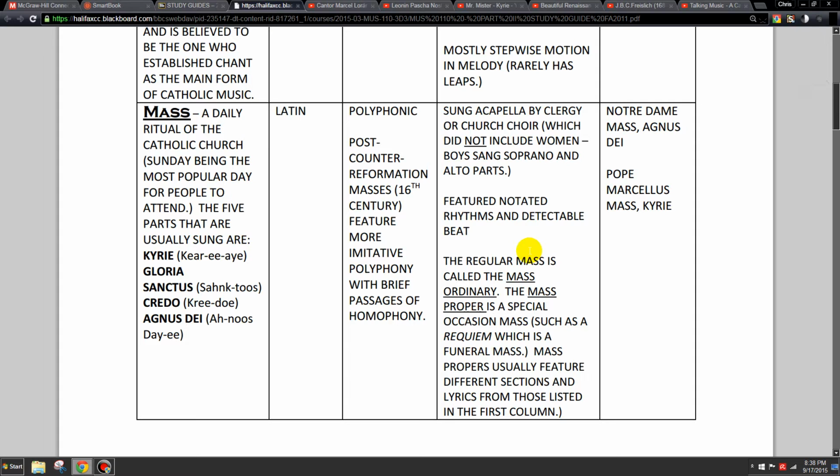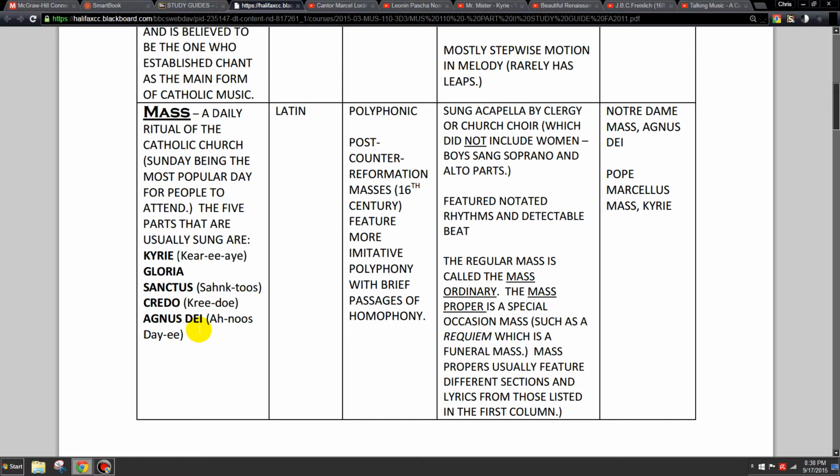And Mass is a daily ritual. Notice it is a daily thing that the Catholic Church does. Now, the most popular Mass for them to go to is obviously on Sunday, which is the day Christ arose. So most practicing Catholics may not attend every single day, but the priest is there and he's performing the Mass.